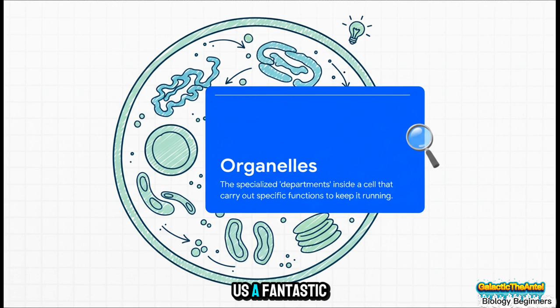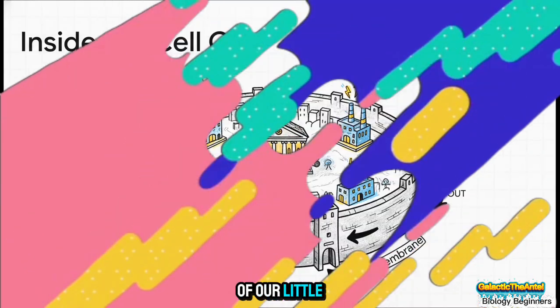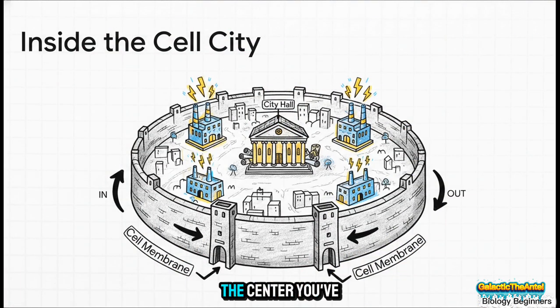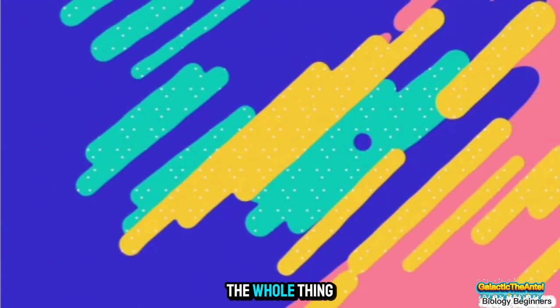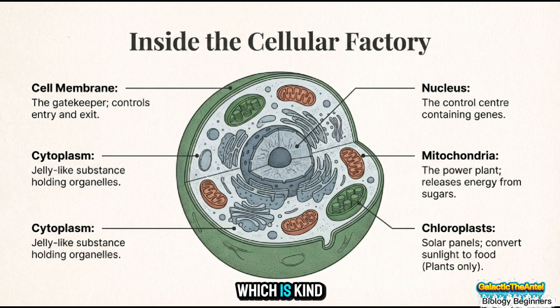And this gives us a fantastic bird's eye view of our little cell city. So right in the center, you've got the nucleus. Think of it as a city hall, holding all the important blueprints. Then you have the mitochondria. These are the power plants, working 24/7, turning food into usable energy. And wrapping around the whole thing is the cell membrane, which is kind of like the city border, complete with security, controlling exactly what gets in and what gets out.